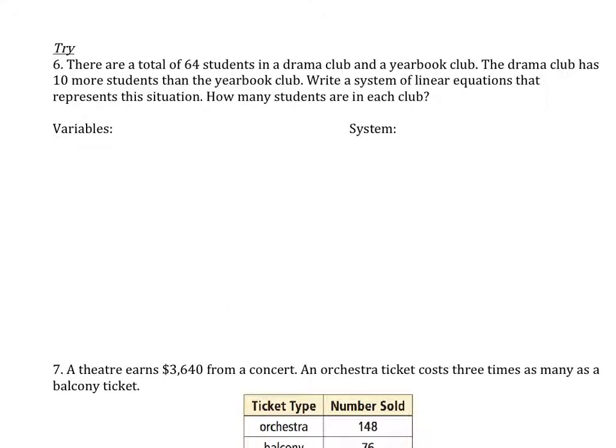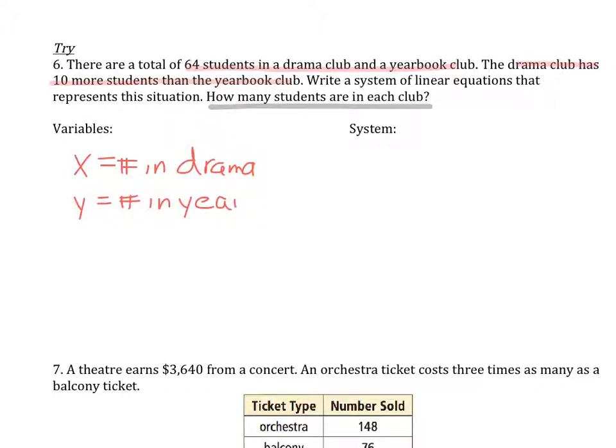Okay, so for number 6, first piece of information is 64 students in the drama club and yearbook. And then it says drama club has 10 more than the yearbook. And it asks me for my question, how many students in each club? So let's say X is the number in drama, and let's say Y is the number in yearbook. If you use different variables than me, that's perfectly fine. Just make sure that you're comparing apples to apples.